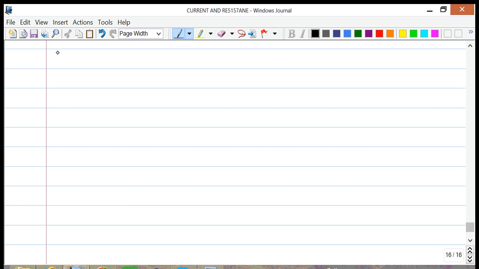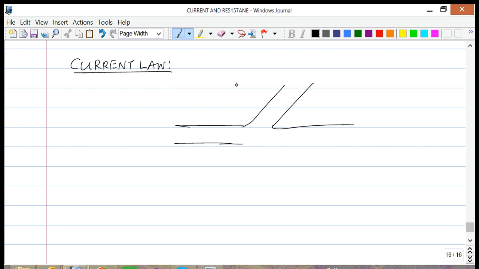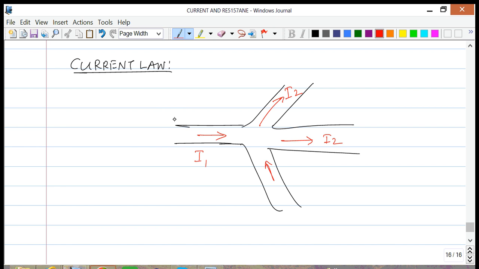So there are two laws that one must understand. The first law is called the current law. So this is Kirchhoff's current law. Now what this law says is that at any node, so if you have some node, let us say, I'm just exaggerating these wires, the current entering the node has to be equal to the current that is leaving the node.